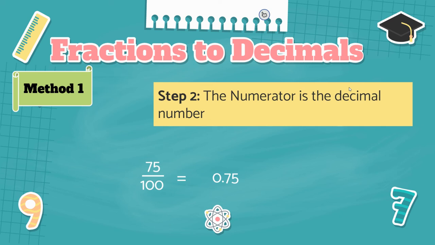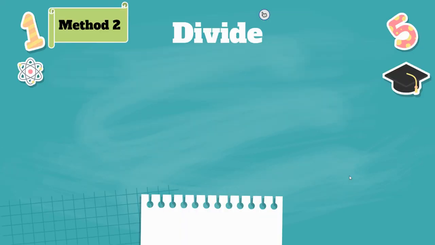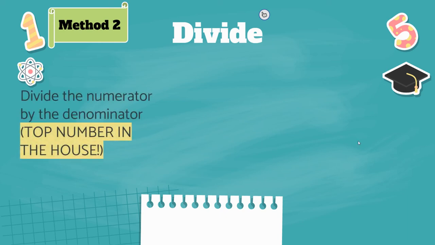We have another way to convert a fraction to a decimal. I think you'll like this way better. We divide. Remember this one? When you divide, you just divide the numerator by the denominator, or the top number in the house. Remember I yelled that at you the first semester, like every day when we did decimals and fractions? Vaguely. Top number in the house.